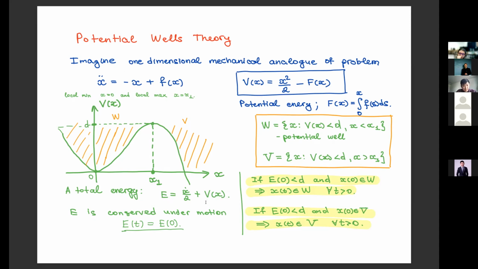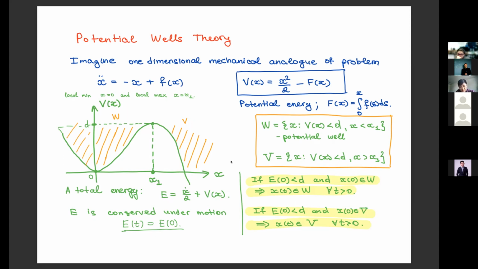this problem has energy conserved under motion, so the energy is equal to the initial energy. Then from here we can see that if the initial energy is less than D and our initial condition lies in this region, then x(t) for all time will lie in this potential well W, because it cannot escape, because of this conservation of energy.